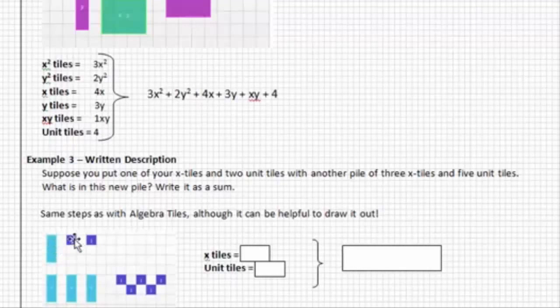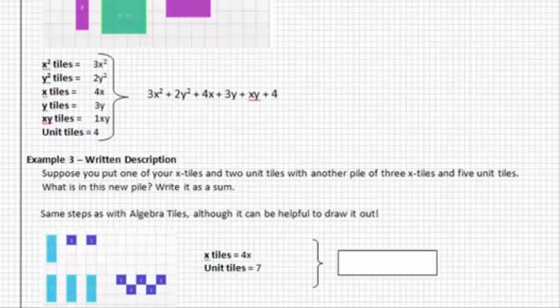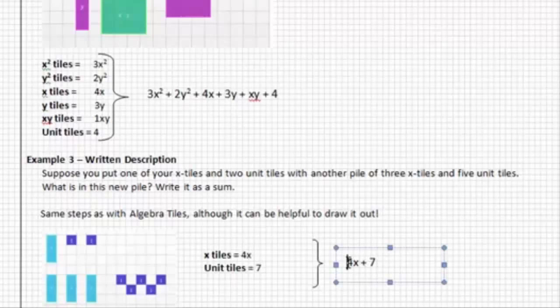So it talked about 1 x tile and 2 unit tiles in one pile, and 3 x tiles and 4 unit tiles in another. And we need to write this as one expression. So I have 4 x's, and I have a total of 7 unit tiles. So 4 x's and 7 unit tiles combines together to write out the expression as 4x plus 7. Again, anything with a variable and the highest exponent goes first, and the number terms go last, so it's important that we write it as 4x plus 7.